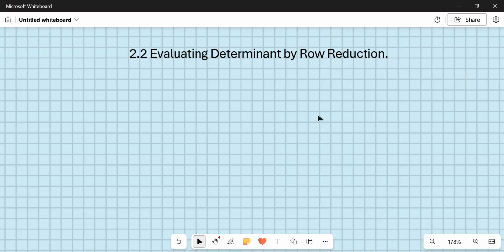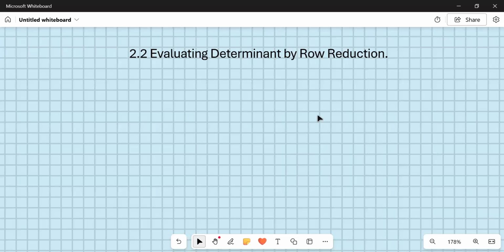Hello, everyone. We are going to start section 2.2 today, evaluating determinant by row reduction. We already know how to evaluate determinant by row expansion, and for bigger matrices, it can be a very, very long work. We're going to learn another method of finding determinants. Before we do that, we'll need to go through certain theorems.